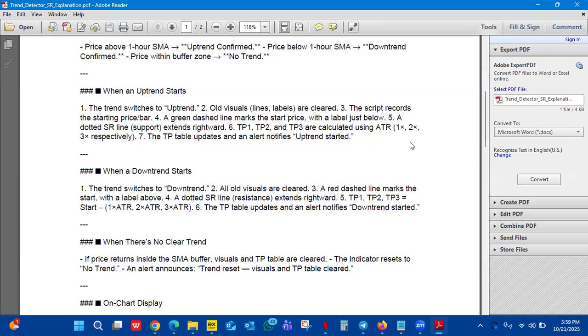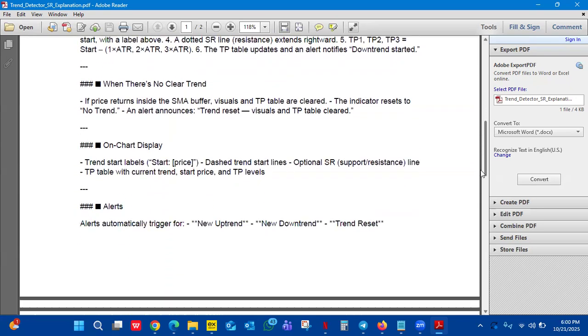You can see that when an uptrend starts, the trend switches to an uptrend. All visual lines and labels are cleared. The script records the starting price bar. A green dashed line marks the start price with a label just below it. A support and resistance line extends rightward. It has TP1 to TP3, which are calculated using ATR multiples 1, 2 and 3 respectively. These TPs are put on a table for you to see. Vice versa for downtrends too.